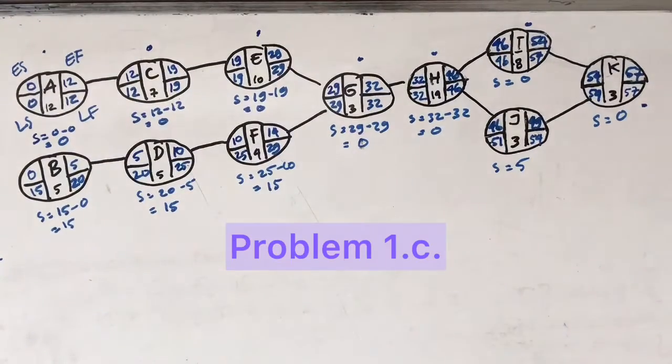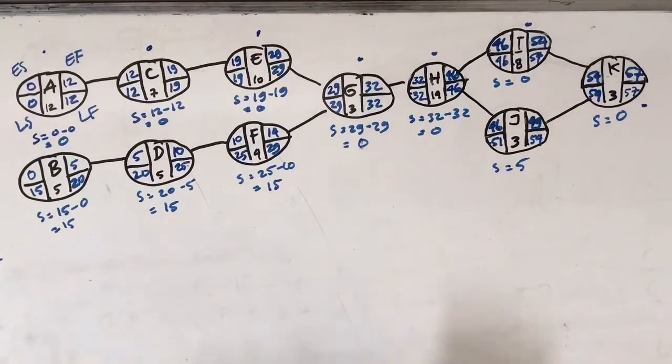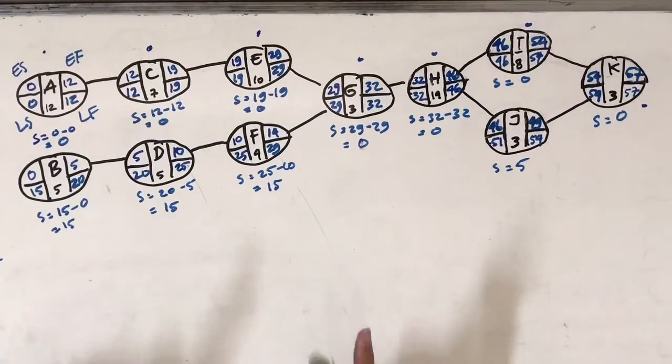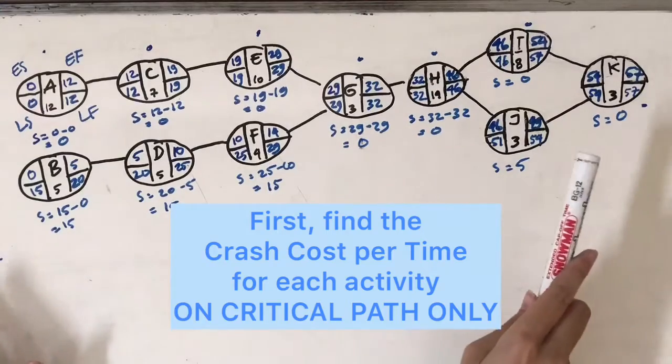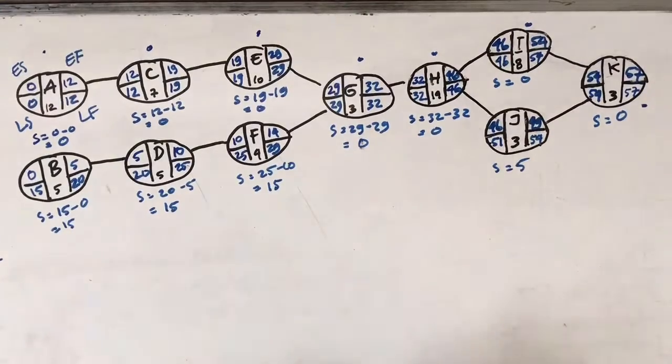Now, problem 1.C. Before we find the additional cost, we have to find the crash cost per time for each activity on the critical path. And we get it by using this formula.